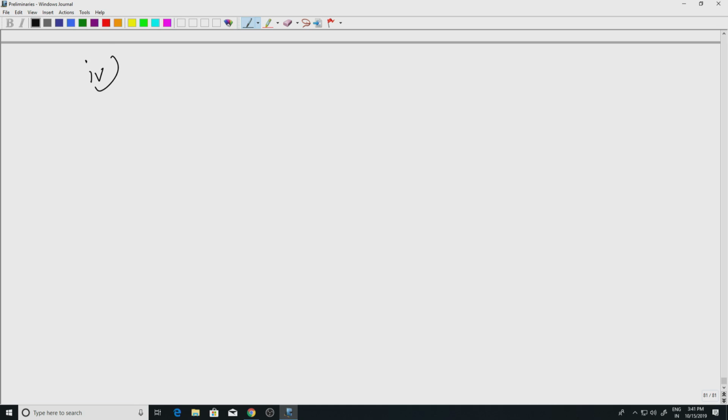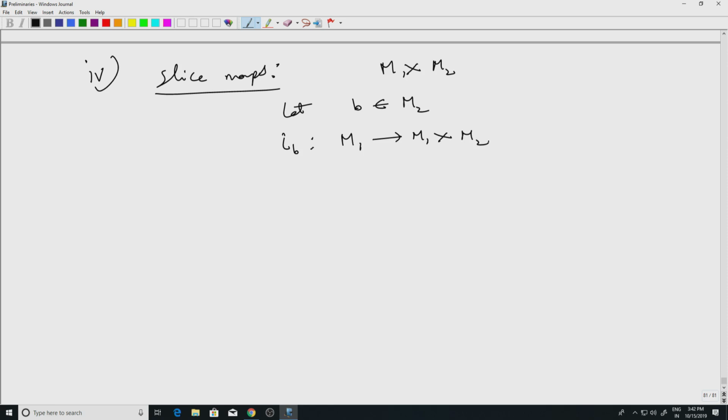So projection maps are smooth, and the other natural map in the context of products is a slice map, or inclusion map. Again, I start with M1 cross M2. Let b be a fixed point, let b belong to M2. Corresponding to this b, I have a map i_b from M1 to M1 cross M2. So i_b of x is (x, b).